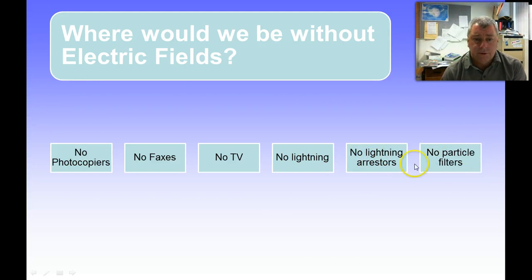And no particle filters. And what we mean by particle filters are things that filter out smoke and dust. So we couldn't have any clean labs anywhere that do high-level pathology or industrial stuff like making chips and things. We wouldn't have those clean rooms to make that sort of stuff. So electric fields are very important, and right at the end, probably the last couple of videos I will do on electric fields will all be about applications of electric fields.